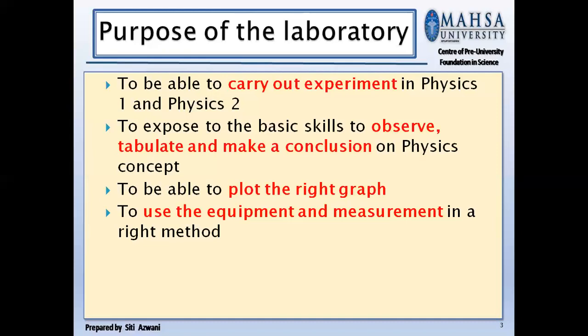Okay, next, students should be able to use the equipment and measurement in the right method. So in the basic laboratory skill, you need to know how to use the equipment, or how to measure in the right method. For example, you want to measure the diameter of your marble by using the micrometer screw gauge. You need to know how to read the reading, and then you need to consider also the error. So you may use this skill for physics 1 or physics 2.